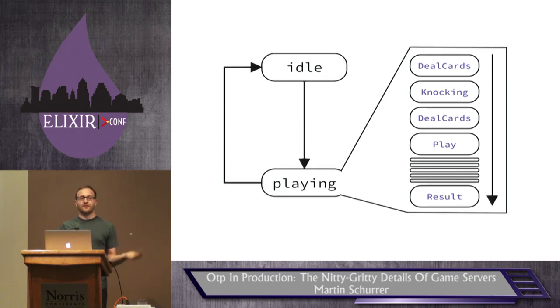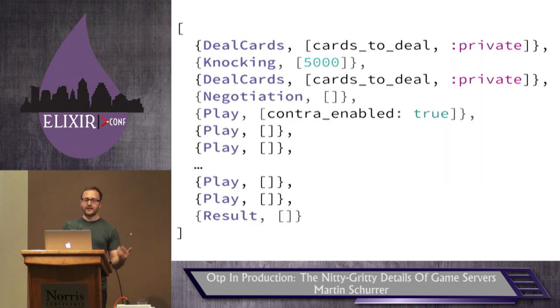So when it transitions into playing, it calls create stages for this game settings, and that returns a list of callback modules, each with some configuration. So that is for Schafkopf. It starts with dealing some cards. Then everyone has like 5,000 milliseconds to raise the bet. Then again, dealing some cards, then negotiation phase. And then there are a lot of play stages where everyone has to play a card and then so on until we've got the result.